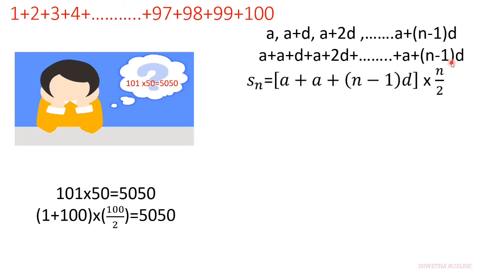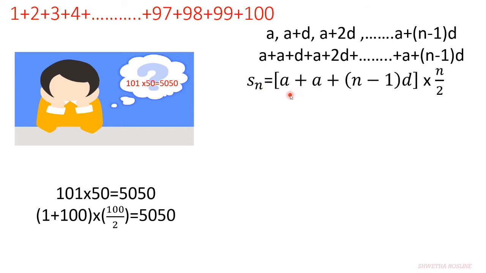Let me see how it will be. See here, I have written A, that is the first term, and the last term will be A plus N minus 1 into D. After that, the total number of terms is 100, so N divided by 2. Here 100 is replaced with the total number of terms N. And this relation I'm going to call Sn. Sn is nothing but the sum of the terms. This is also known as the arithmetic series.